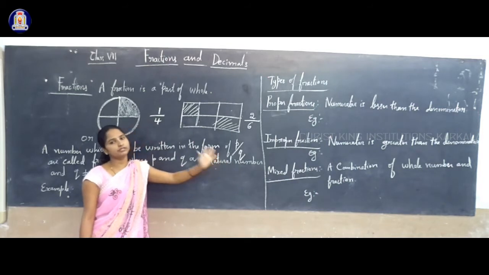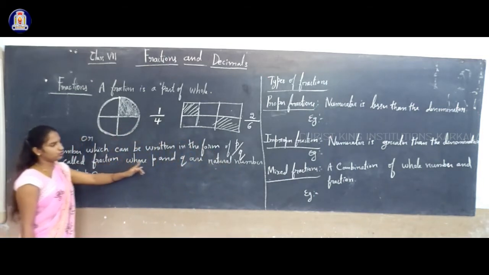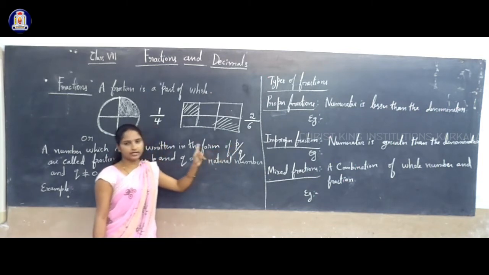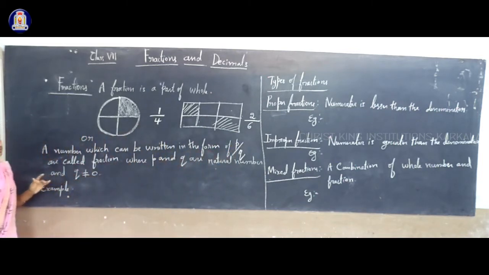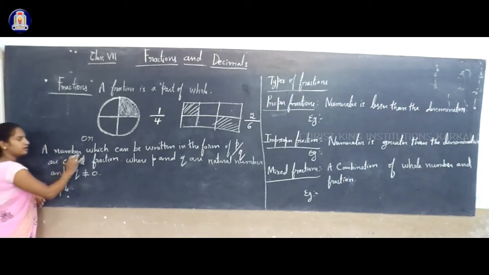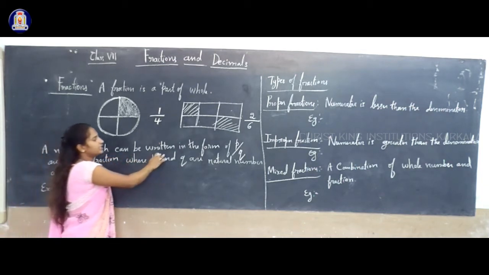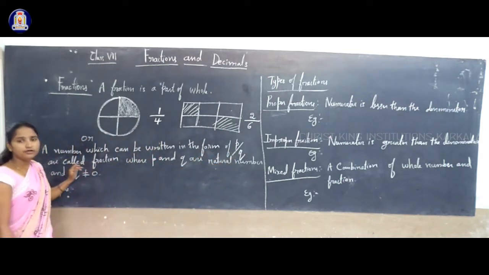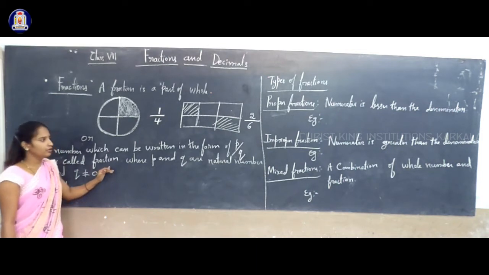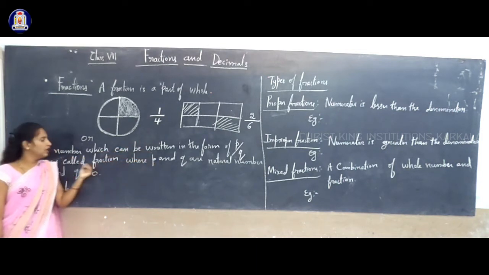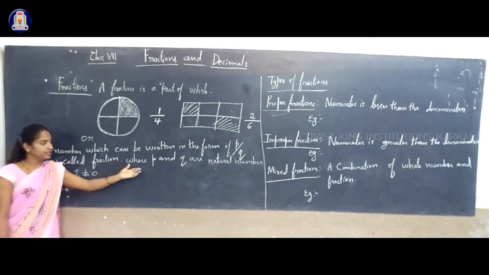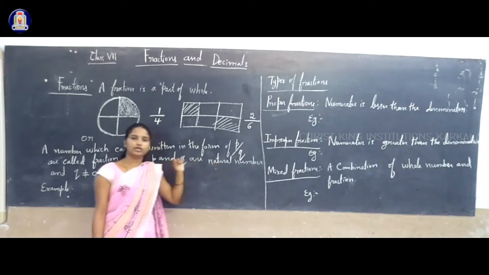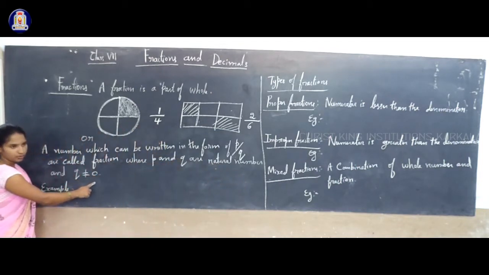You know, natural numbers always start from 1. Natural numbers start from 1. So 1, 2, 3, 4, and so on, isn't it? So we can write only natural numbers in a fraction. Clear? A number which can be written in the form of P by Q is called a fraction. But the condition is where P and Q are natural numbers and Q is not equal to 0.